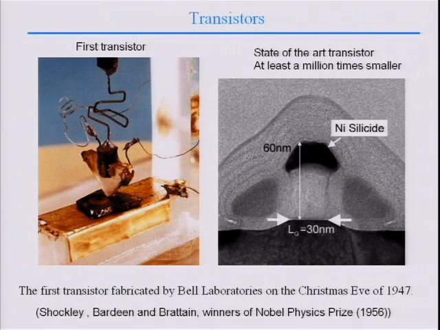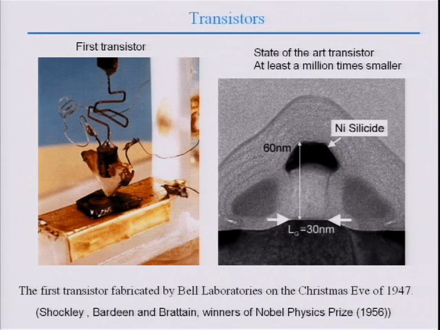So what's the big deal about decreasing the size of objects? So what's the big deal of this nanometer scale size? Let me use one most important example to illustrate the importance of decreasing the size of the object. You all know about the first transistor. The transistor was invented in Bell Lab on the Christmas Eve of 1947. So the inventors won the Nobel Physics Prize in 1956.